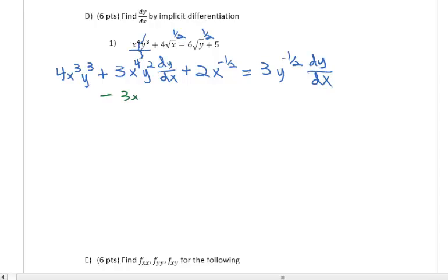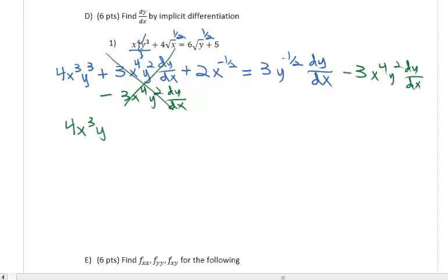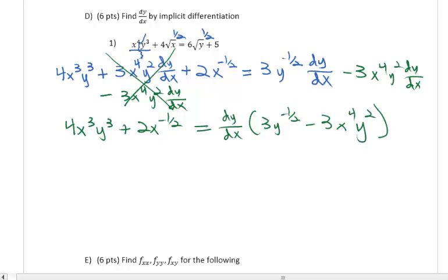I'll move the dy dx's to the right side. That's probably the easiest way. 3x to the 4th y squared dy dx. And that leaves us with 4x cubed y cubed plus 2x to the negative 1/2 equals, and when we factor out a dy dx, 3y to the negative 1/2 minus 3x to the 4th y squared. And then divide both sides by that to find out what dy dx is.